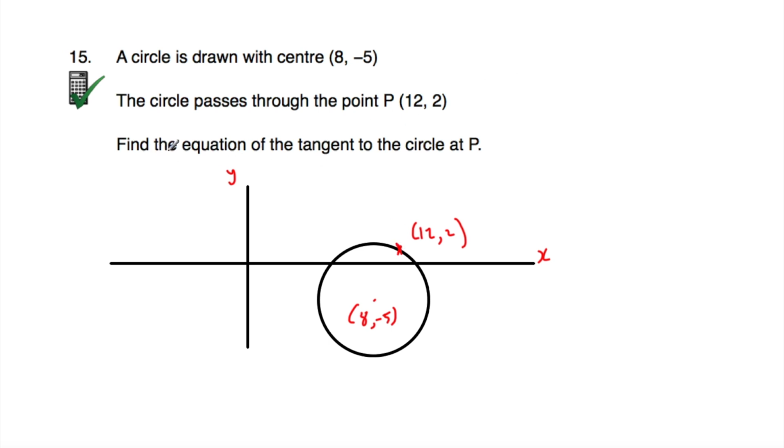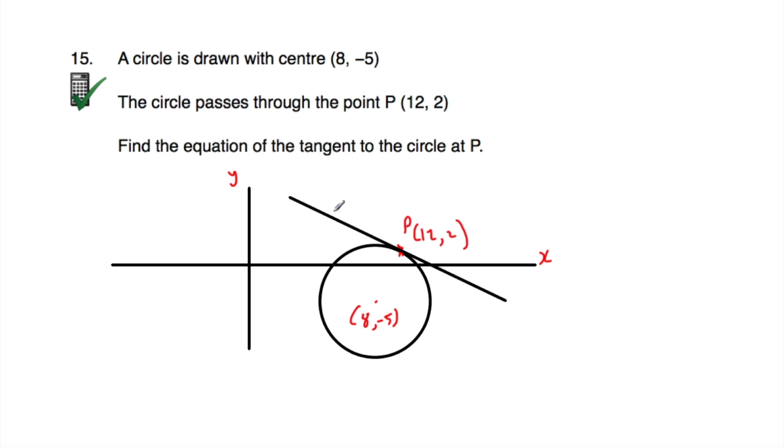And then we're told to find the equation of the tangent to the circle at P. So let's draw a tangent at that point P. Okay, so we've drawn a tangent to the circle at the point P. Now we want to find the equation of this tangent. So we've done this quite a lot already in this video.